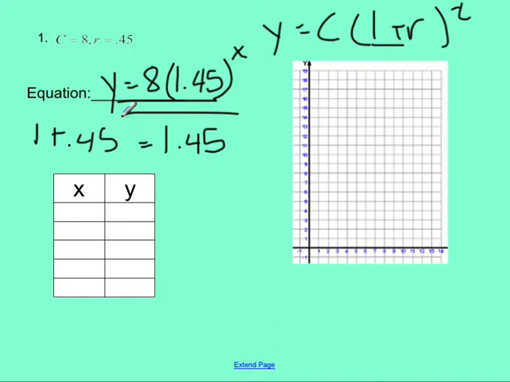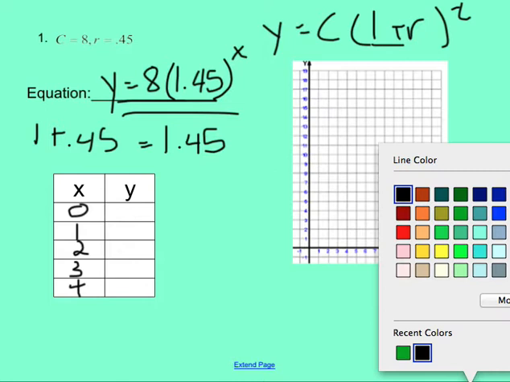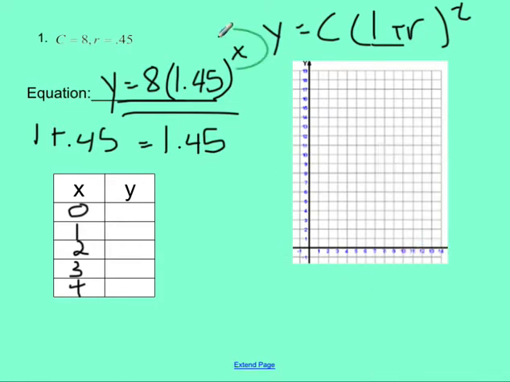So this right here is what you are graphing. And then you're graphing it just like you did earlier in the unit. Nothing has changed except this time we've written the equation. So my middle is greater than 1, so I'm going to do 0, 1, 2, 3, and 4. So you're just going to plug in each of these values for x.